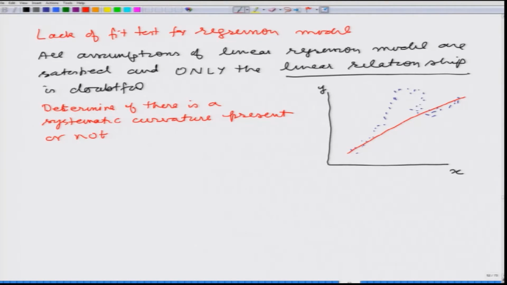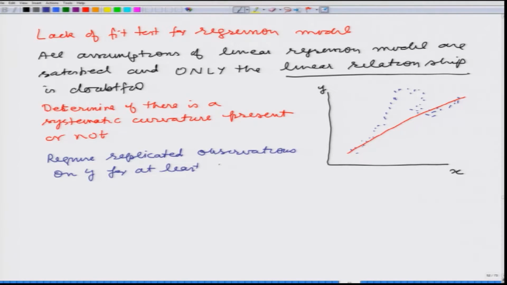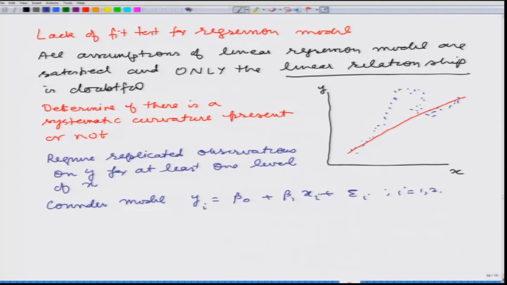In order to develop a test for such a diagnostic, we require replicated observations on Y for at least one level of X. So, we are going to illustrate this test using a simple linear regression model, and we consider here a model Y is equal to beta 0 plus beta 1 x plus epsilon, and we have availability of n sets of observations which are going to satisfy this model.